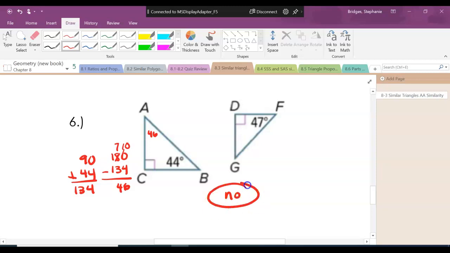No. I thought for the other one, you had to add them too. You can. That's what I was doing. But if the angle that I found, the 46, doesn't match the other angle F, then it's not going to work out either way, because two of the angles have to be congruent. Is everybody okay with that?